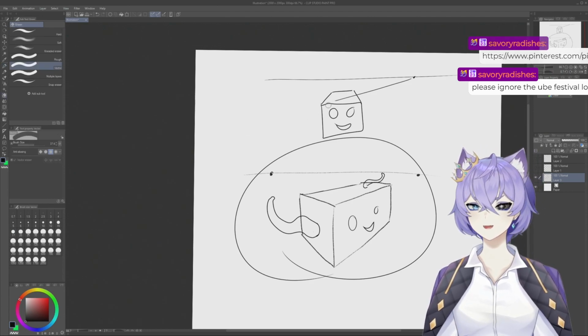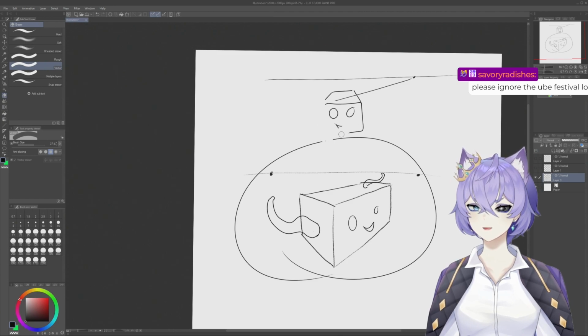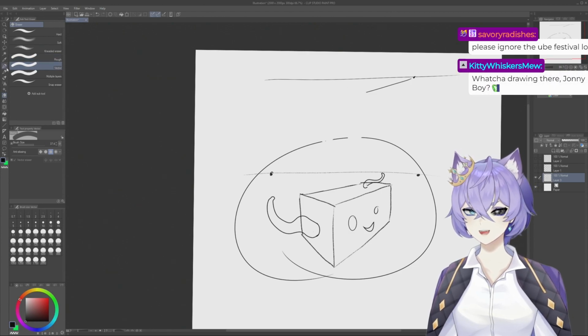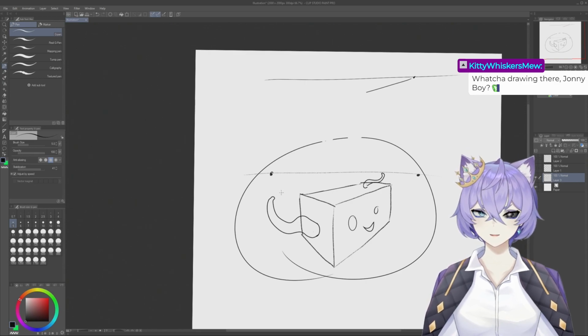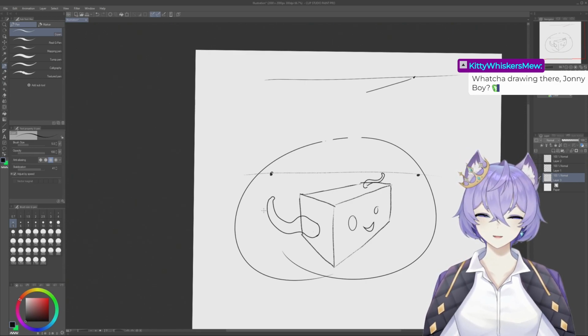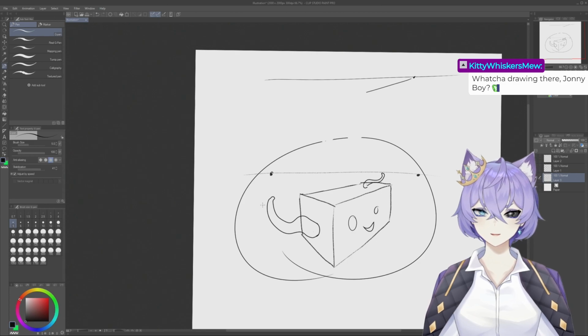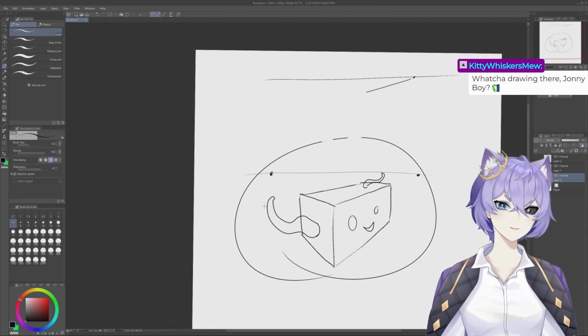Please ignore the Ube festival. You going somewhere with radishes, huh? You're gonna go to an Ube festival without us? You're not gonna bring any back for chat? It's gonna be like when you're back in 5th grade and your high school teacher goes, radishes, did you make sure to bring enough Ube ice cream for everyone in the class?